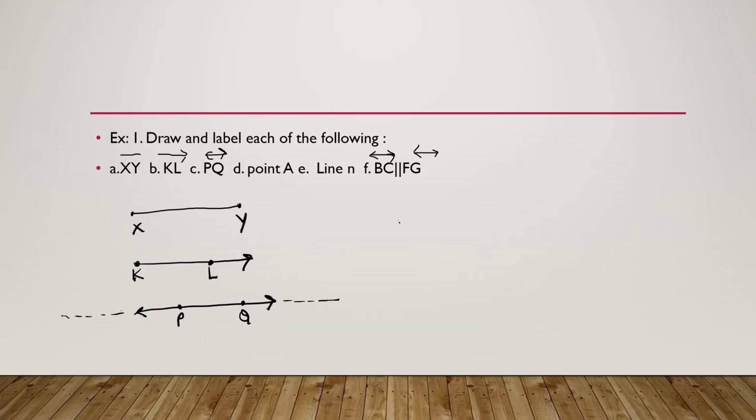Point A is a fixed location. It's a point A. Line N: I told you we can represent a line with a single letter N. And line BC is parallel to FG. These are parallel lines. BC is parallel to FG. I hope it clears to you.